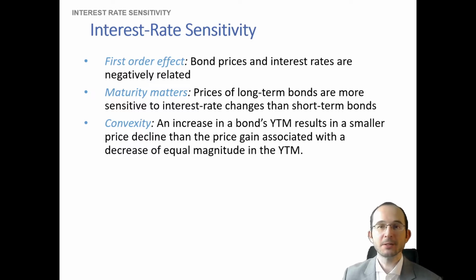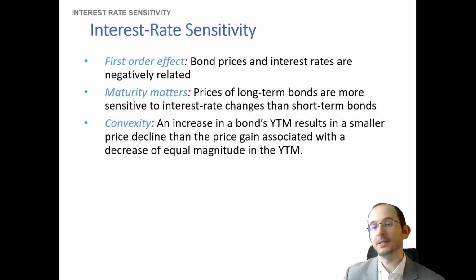Remember, interest rates compound per period. So the more periods you have to compound, the bigger the cumulative effect of the interest rate change will be. You can think about it sort of as a snowball rolling down a hill. The longer the hill, the bigger the change in the snowball. So a small change in interest rates will affect a short-term bond less than it will affect a long-term bond.